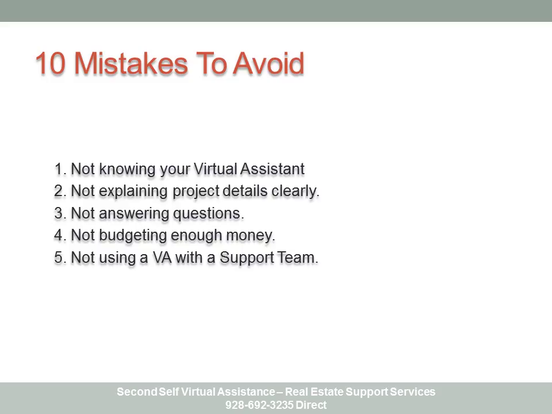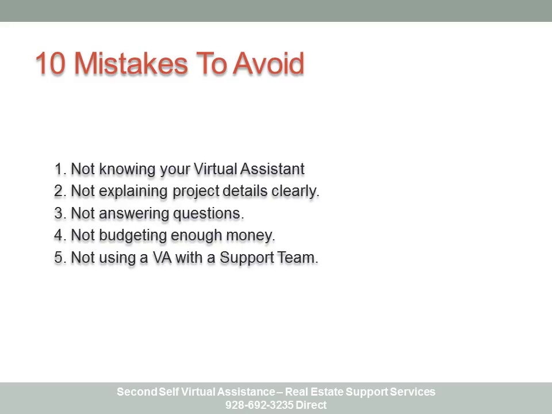Number 2 is not explaining project details carefully. The sign of a good VA is her ability to visualize the completed job and to ask the necessary questions to reach the goal. To avoid misunderstandings, explain your project with as much detail as possible. Number 3 would be not being available for questions. Tell your VA the best way to reach you and during what hours. Check your emails at least once a day for any lingering questions.